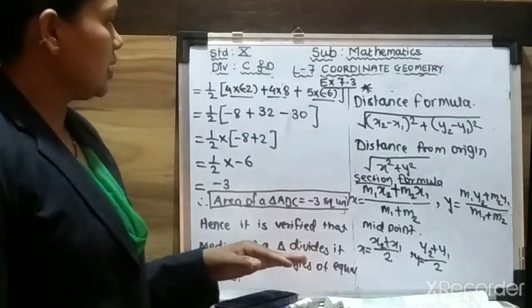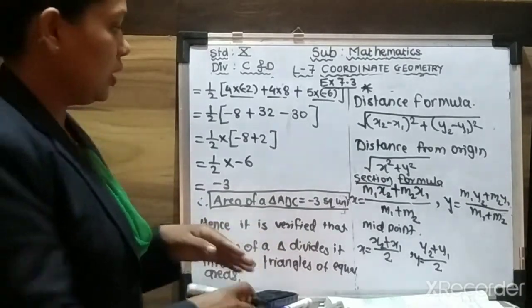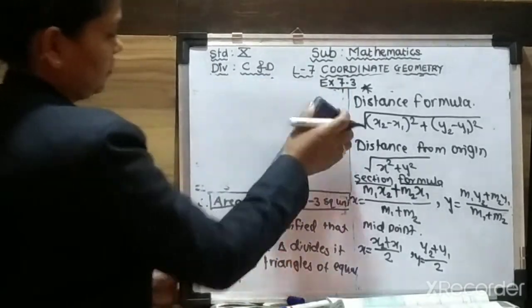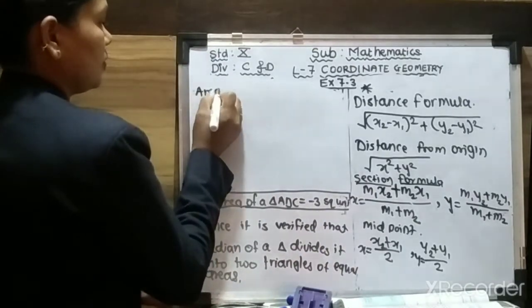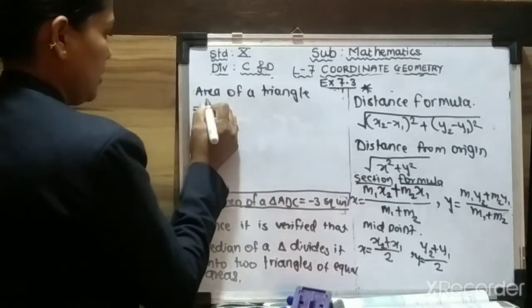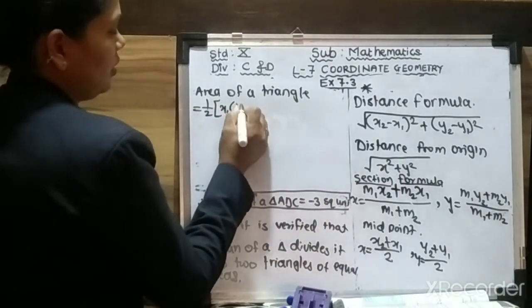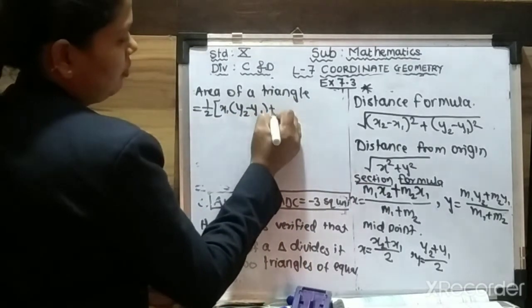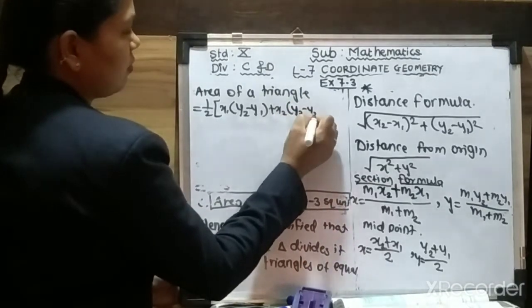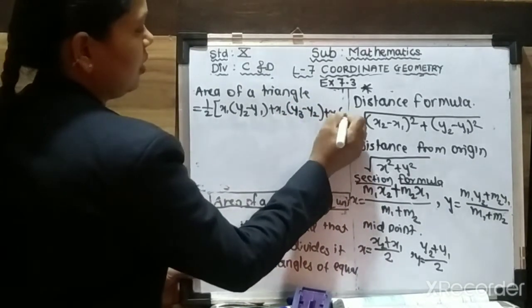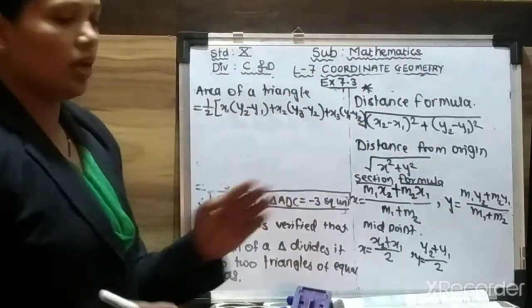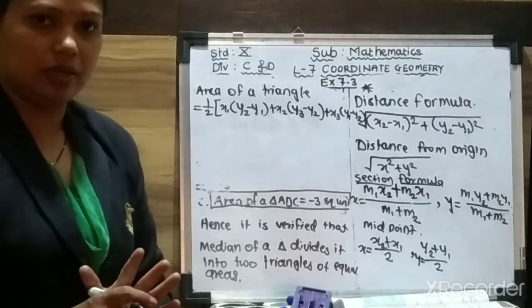And lastly we have seen area of a triangle. So the area of a triangle formula is half into x1 (y2 minus y3) plus x2 (y3 minus y1) plus x3 (y1 minus y2), right? So in this way the whole lesson we have completed.